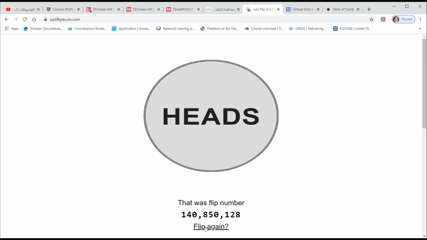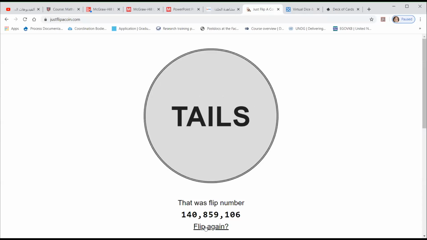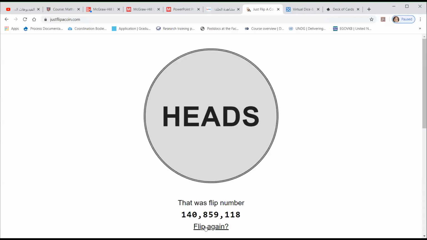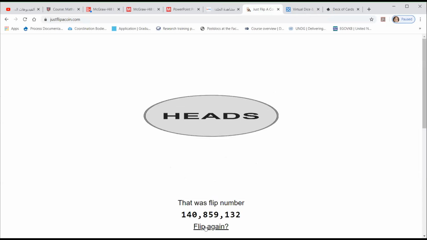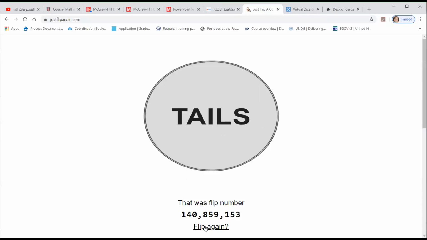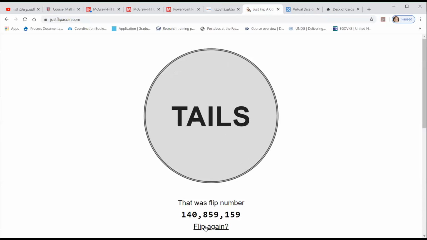It's T, T again, head, head, head, T, T, head, T, and T. Okay, so how many T have we got and how many H's?